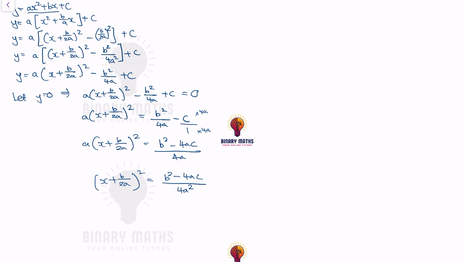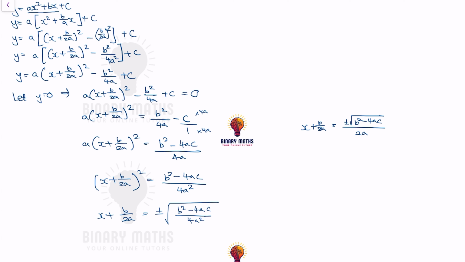Next up, because remember we're trying to make x the subject of the formula, we take square root on both sides. But when we take a square root, don't forget to include plus or minus. So it's plus or minus the square root of b squared minus 4ac all over 4a squared. Now, because it's a square root with a fraction, we can square root the top and square root the bottom separately. So x plus b over 2a must be equal to plus or minus square root of b squared minus 4ac all over, the square root of 4a squared is just 2a, so all over 2a.